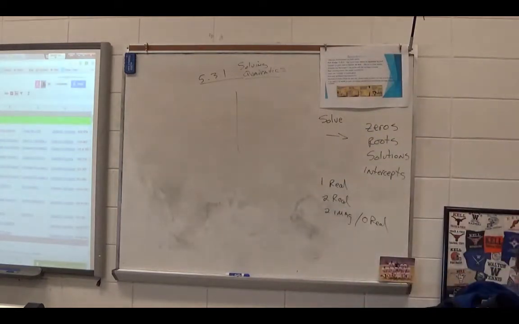When we graphed a quadratic, we found the vertex, we had an axis of symmetry, we did domain and range.